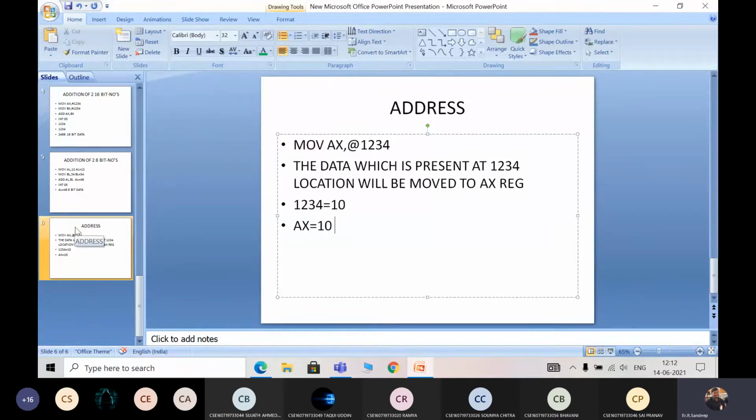Most frequently and most widely used addressing modes are the immediate and the direct addressing modes. Why? Because if you want to execute any simple instruction in the microprocessor, definitely we will take the data, definitely we will take the address. Without data and without address we cannot do anything in the microprocessor. So that's the reason we are representing the address and the data. So direct addressing mode and immediate addressing mode are the most widely used addressing modes.